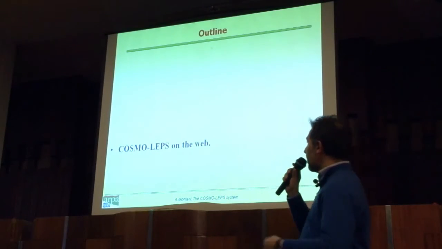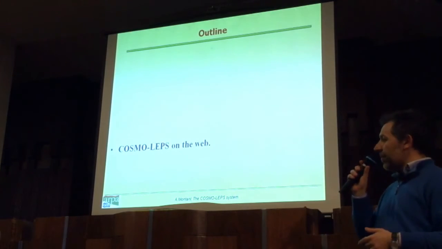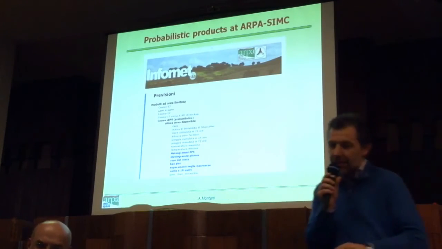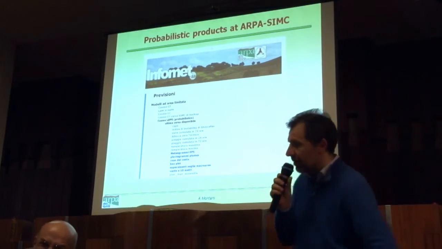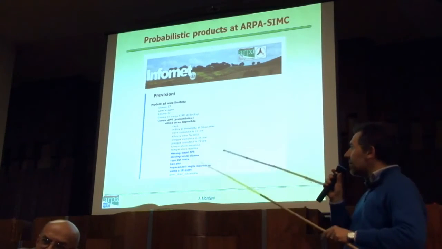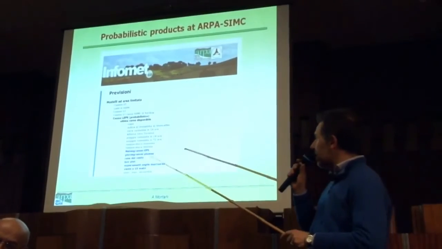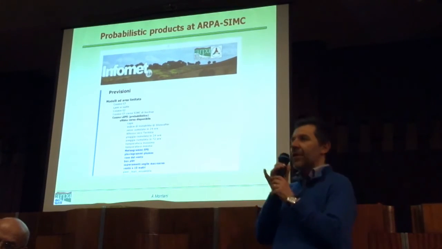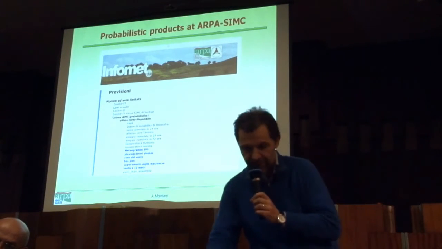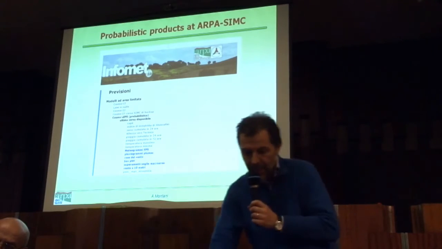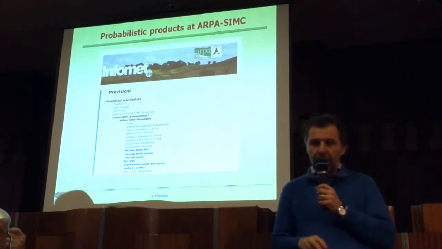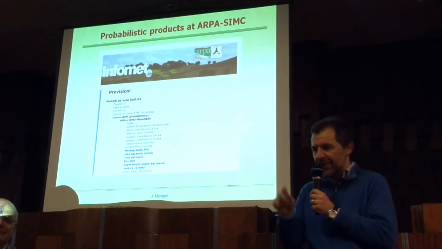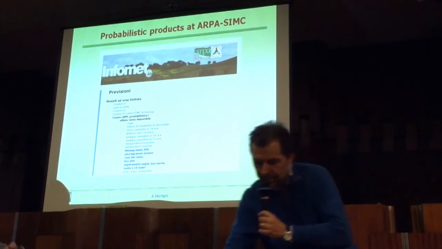So now we are at the point of seeing what is available on the web in terms of probabilistic products, and we take a look at some probabilistic products which are available online at our web service. Some of them are very general and very traditional. Others are a bit more subtle.